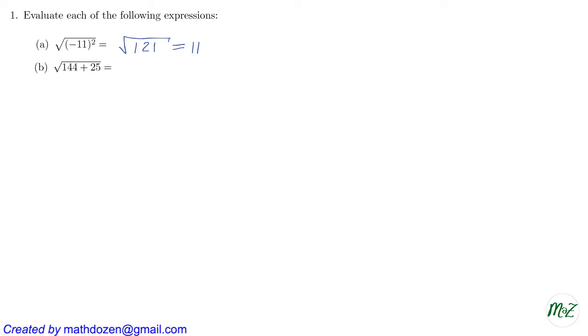In the next problem we have the square root of 144 plus 25, so we need to do the addition first. 144 plus 25 is 169. The square root of 169 is 13.